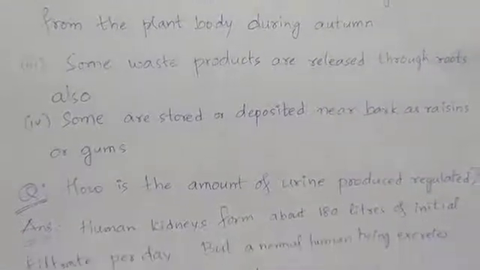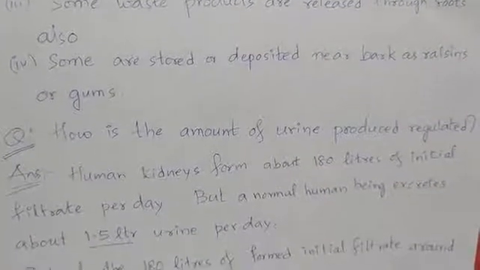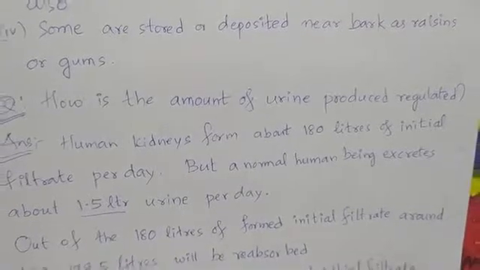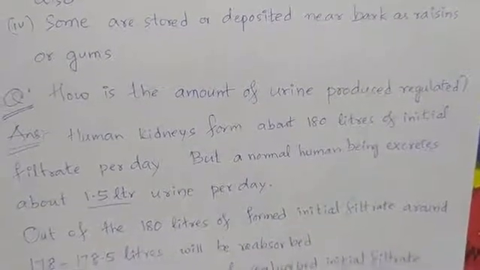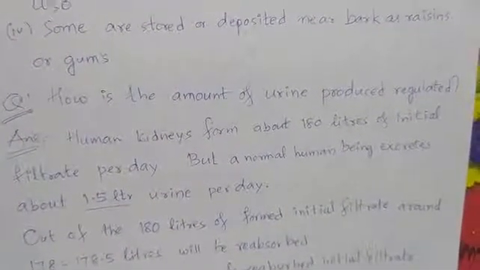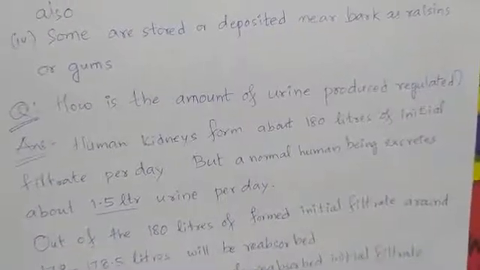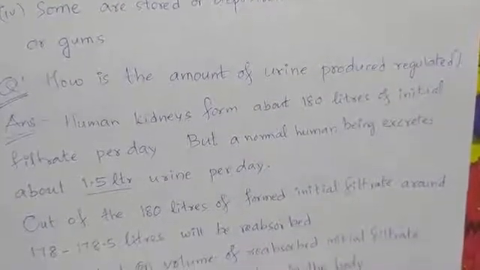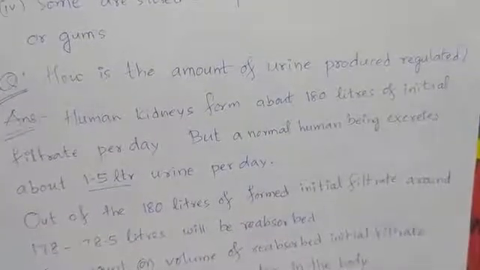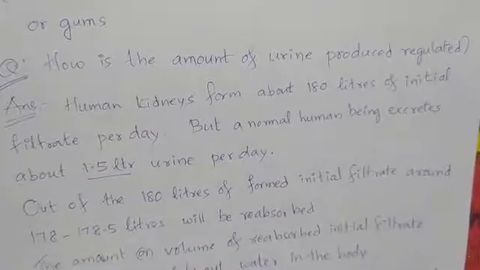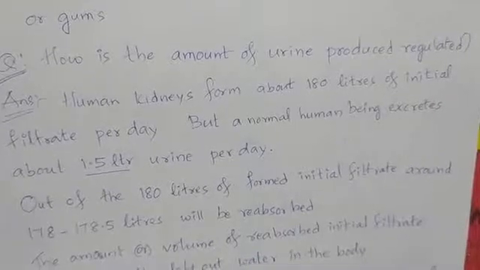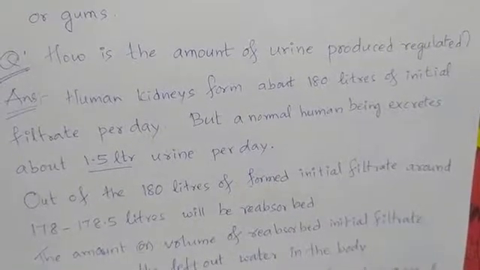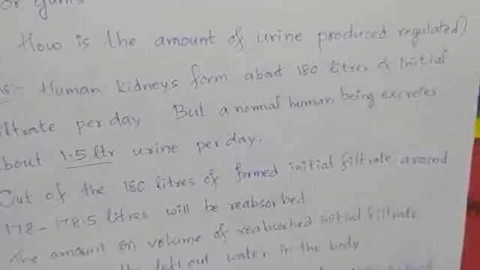Next, how is the amount of urine produced regulated? Regularly we are excreting about 1.5 to 2 liters of urine only. How is this amount of urine regulated? In summer, less urine is produced, and in winter, more urine is produced. How is this amount of urine produced regulated, right?